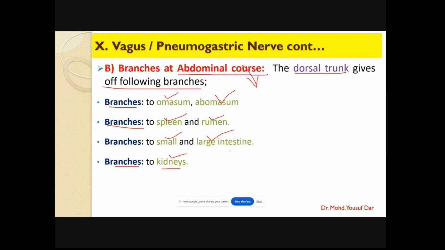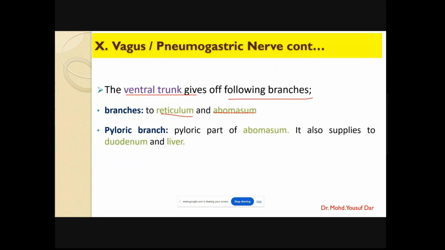So the reticulum is supplied by the ventral trunk of the vagus, and this also supplies the abomasum. A very important branch here is the pyloric branch. The pyloric branch supplies the pyloric part of the abomasum. It also gives branches to the duodenum and liver. So this was all about the origin, distribution and course of the vagus.